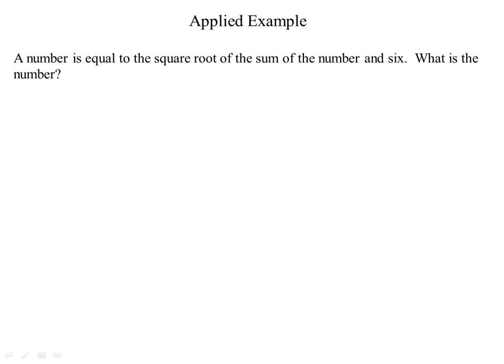Yeah. Square both sides. So we're going to have n squared is equal to n plus 6. What are you going to do now? So you have n squared minus n minus 6 is equal to 0. Is that going to factor? n minus 3 and n plus 2. So n is going to be 3 and n is going to be negative 2.